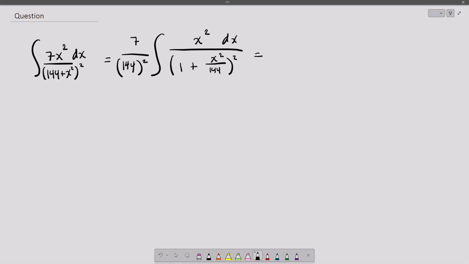And then maybe we'll get some cancellation, so we don't need to multiply that out yet. And then this quantity we want to write as a square. So we'll write that as x divided by 12 squared. So that is our setup.